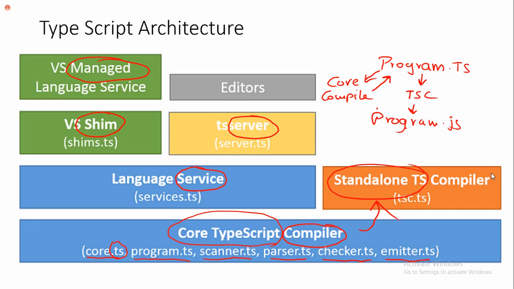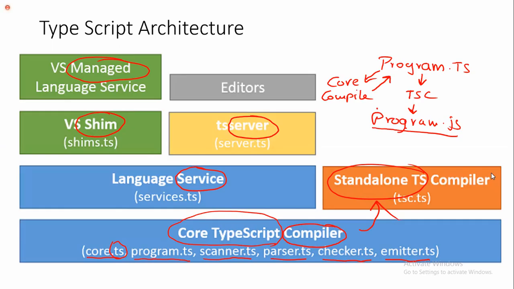Now the JavaScript code is ready. You can integrate this into any HTML page, and since it is a JavaScript file, you can also put it in Node.js and handle it on the server side. That means it is ready as a JavaScript file so that you can integrate it with HTML or any server side, right? That means there are two compilers in TypeScript. One is the TypeScript core compiler. Another one is the TypeScript standalone compiler.